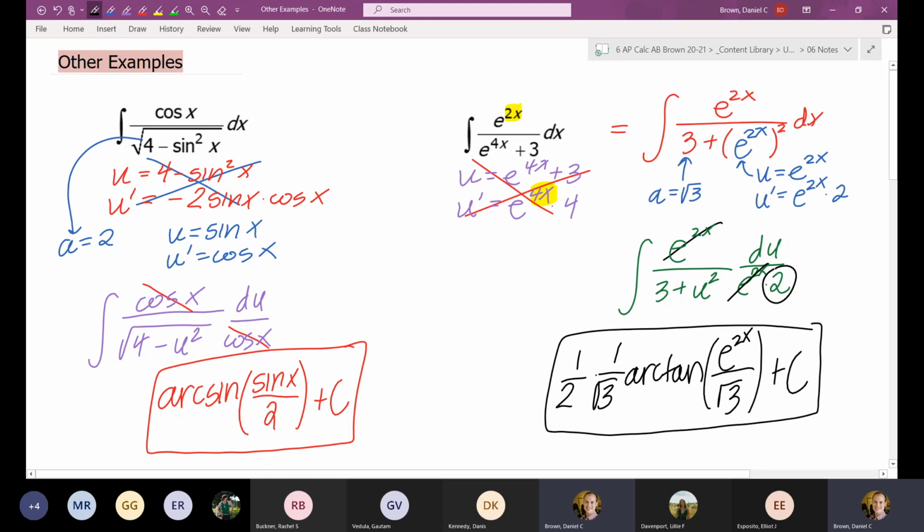So again, I do think those are tricky ones. They're not obvious to, I think, many students that those are inverse trig. But again, just try something. If your u prime is not working out, then see if you can force it to be an inverse trig problem.